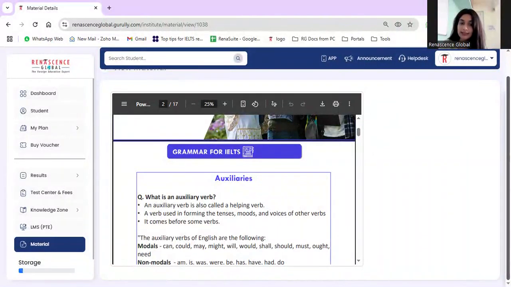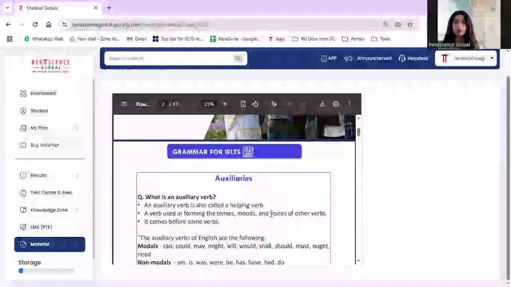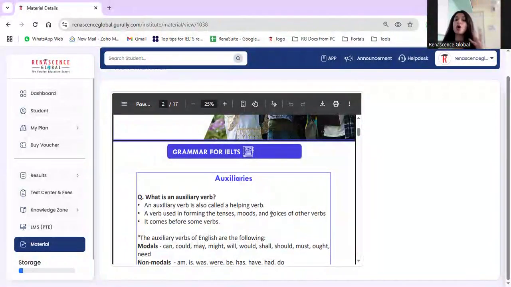Let's talk about auxiliaries. What is an auxiliary verb? An auxiliary verb is also called a helping verb. A verb is used in forming tenses, moods and voices. It comes before other verbs. We all know any sort of action is a verb, right? He's dancing, he's playing, he's speaking, he's eating. Every action is a verb. But auxiliaries are helping verbs. Those verbs which come before a main verb are called helping verbs or auxiliary verbs.